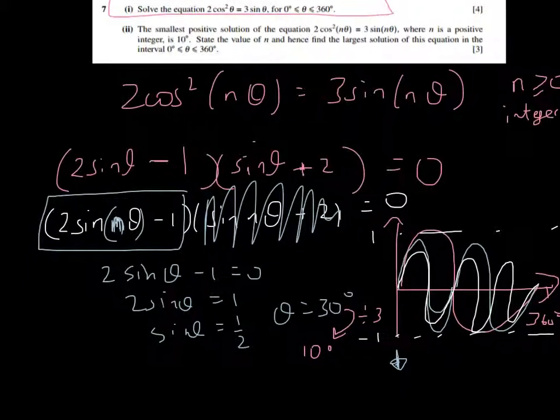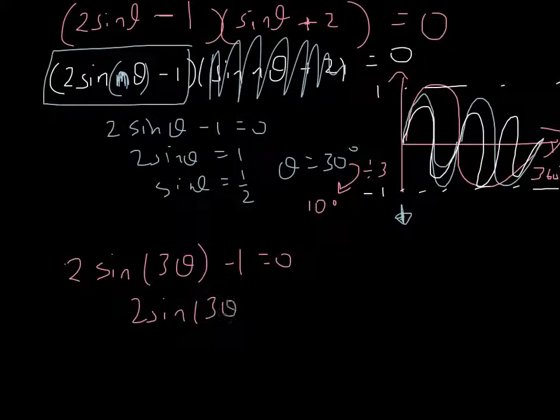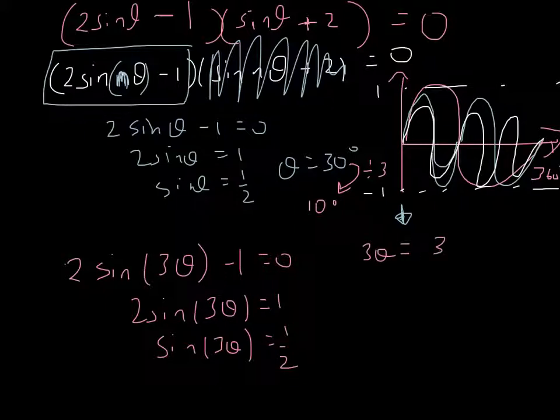Let me just move this stuff up. There we go. We know that n is 3, so we're solving the equation 2 sine 3 theta minus 1 equals 0, which gives sine 3 theta equals a half. When we do the inverse sine of that, you get 3 theta equals 30 degrees, so theta equals 10 degrees, which is what we knew before anyway. But what they're asking us in this question is: what's the largest possible value of theta?